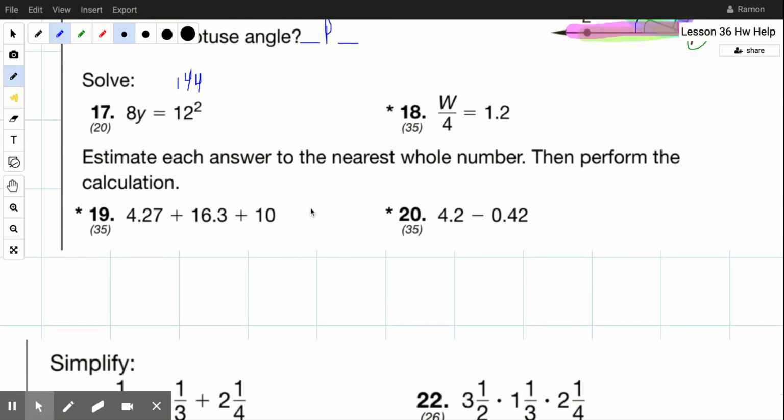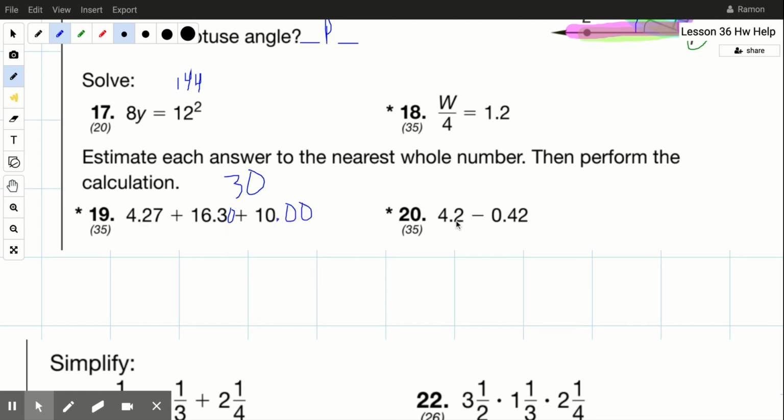Estimate, and then perform the calculation. So we just have to round first just to get a check on what we think the answer is going to be. 4.27 rounds to 4, 16 and 3/10 rounds to 16. 16 plus 4 is 20, 20 plus 10 is 30. So your answer should be around 30. When you line them up, make sure that you have the exact amount of decimal digits for each number, and you want to make sure that your decimals are lined up.